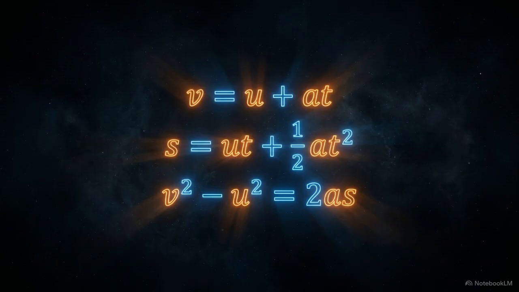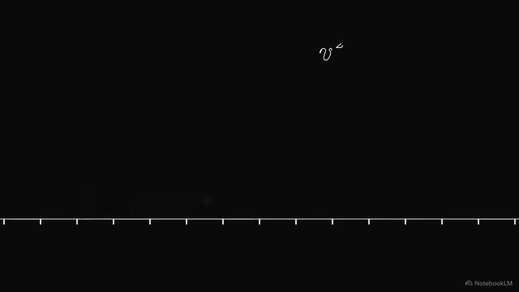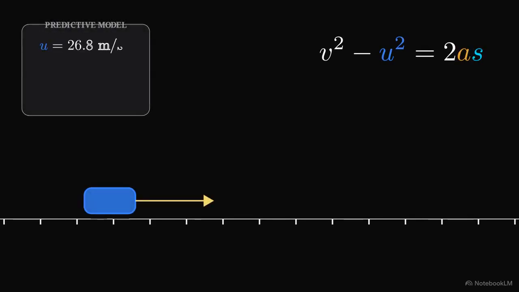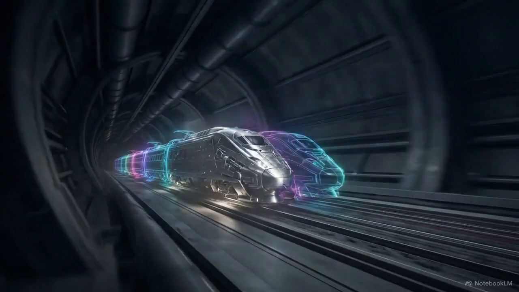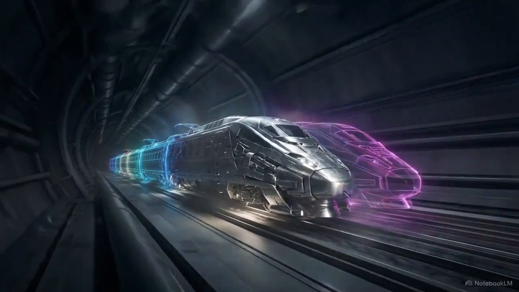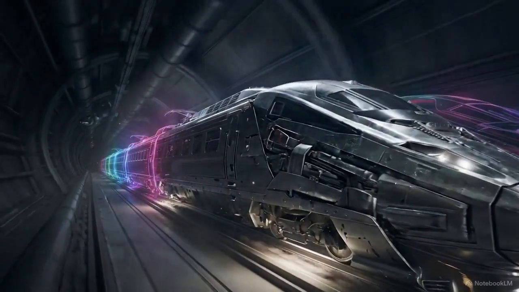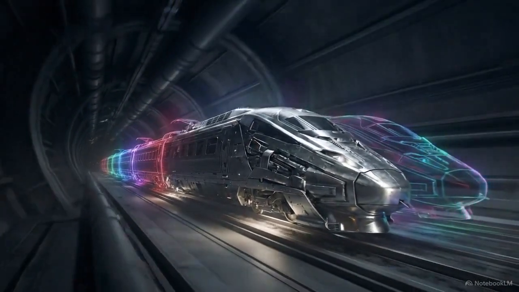These variables, initial velocity, final velocity, time, displacement, and constant acceleration, link together in three fundamental equations of motion. These formulas act as a predictive model. If you know a few starting variables, like the initial speed of a car and its rate of deceleration, you can calculate exactly how many meters it will travel before coming to a stop. These equations transition kinematics from a method of observation to a system of prediction, providing the exact coordinates of an object seconds before it arrives.